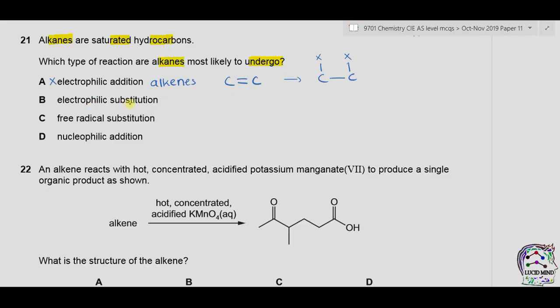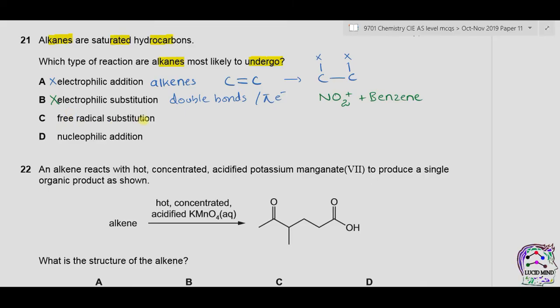B is electrophilic substitution. Now, for electrophilic substitution, an electrophile must be present, and an electrophile is always added to double bonds or pi electrons. For example, the addition of NO2 positive in benzene is an electrophilic substitution reaction. In alkanes, electrophilic substitution does not take place because there are no pi electrons present, so B is incorrect.